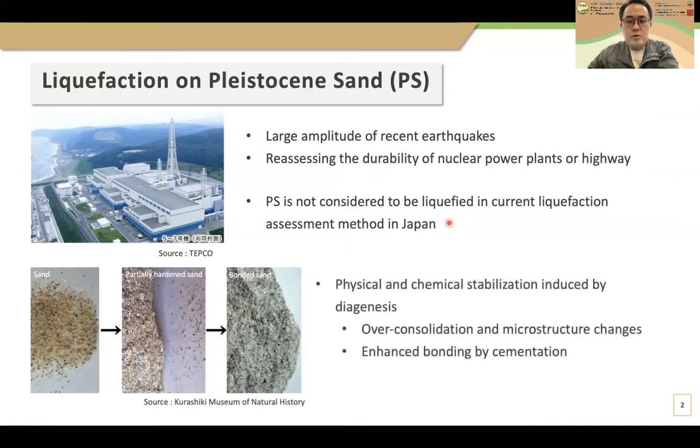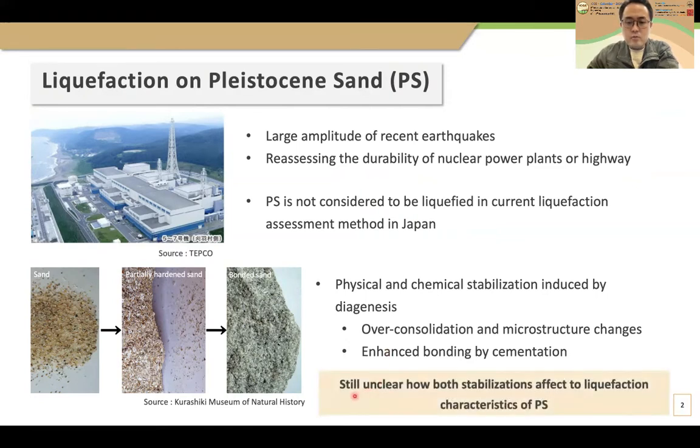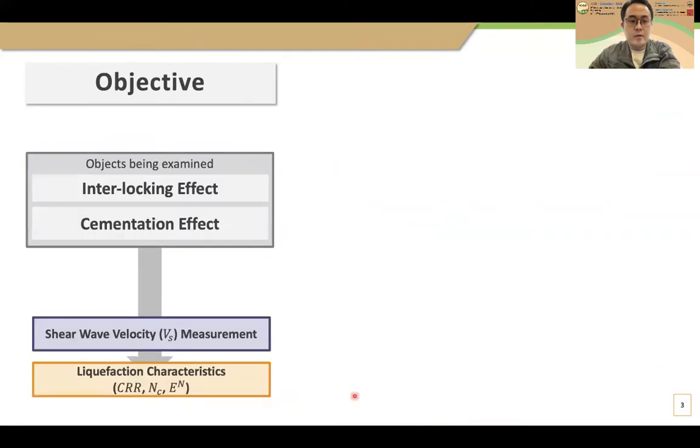However, based on the geological observation, physical and chemical stabilization induced by diagenesis can be dominant. But from the geotechnical view, it is still unclear how both stabilizations affect the liquefaction characteristics of Pleistocene sand.